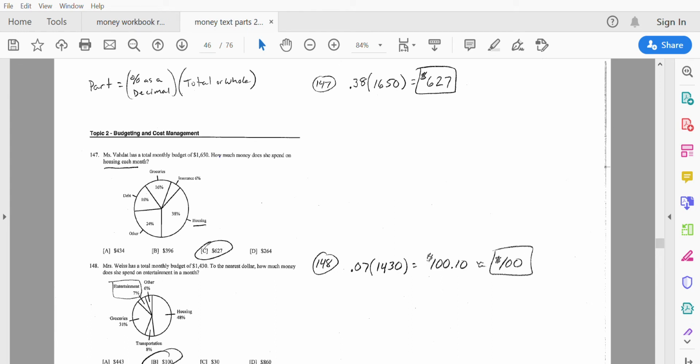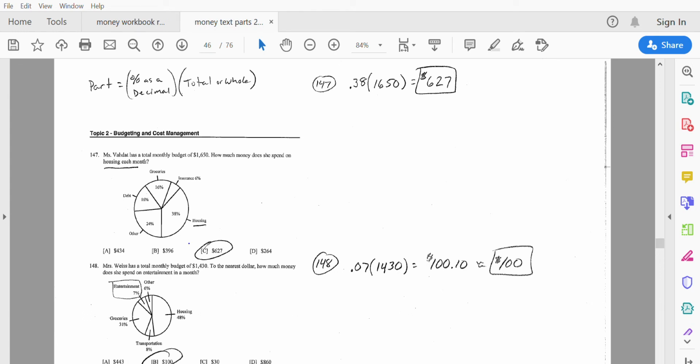So earlier this year we learned what I wrote up here. If you're looking for a part, you take the percent as a decimal times the total. So housing is represented by 38% of the budget. We write that as a decimal, so we move that 2 to the right, so that's 0.38 times the whole budget, which is 1,650, and we get 627, which is letter C. All these other numbers in here are just part of the pie chart, we don't need those numbers.